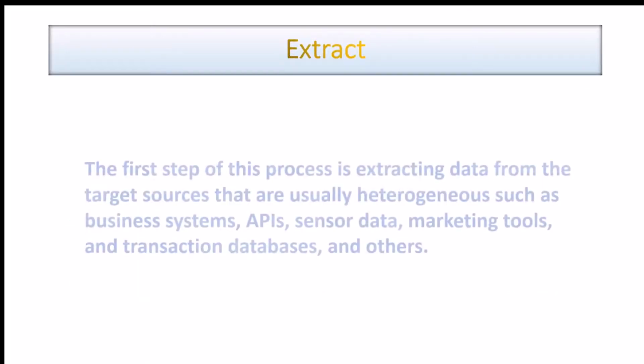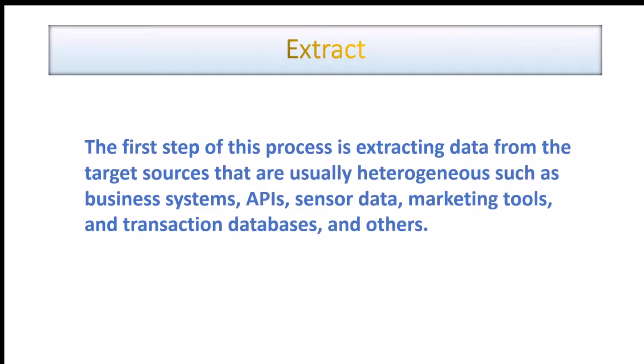Extract. The first step of this process is extracting data from the target sources that are usually heterogeneous, such as business systems, APIs, sensor data, marketing tools, and transaction databases, and others. When we are extracting the data from different sources, the sources may be heterogeneous. That means we cannot expect the data to be only from databases so that it can be structured data. It may be heterogeneous systems.